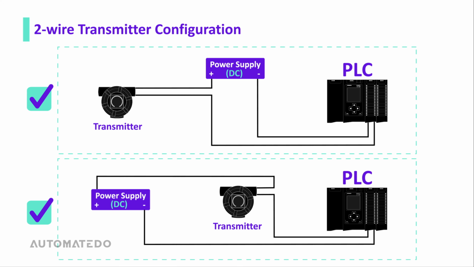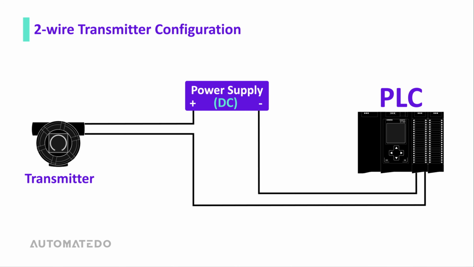They can be in any order, but they must always be in the correct polarity, so we should trace the current through this loop. The current goes from the positive side of the power supply to the positive side of the transmitter. Here is where it gets a little tricky: from there, the current goes from the negative side of the transmitter to the positive side of the PLC analog inputs. Then it goes back out of the negative side of the PLC analog input to the negative side of the power supply, and that will make our current loop.